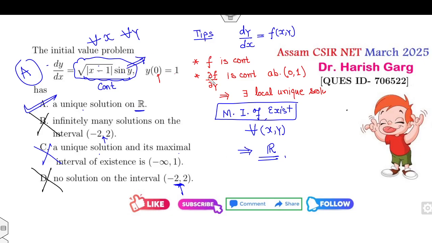So you can see, if in this question the function had been given as the square root of x minus 1 times sin y, then clearly this function is continuous whenever x is greater than or equal to 1, otherwise it would become a complex number. So in that case your maximum interval of existence is 1 comma infinity. But here a modulus is given, so whether the value is greater than 1 or less than 1, it is still continuous. So yes, you can say the maximum interval is complete R instead of 1 to infinity.